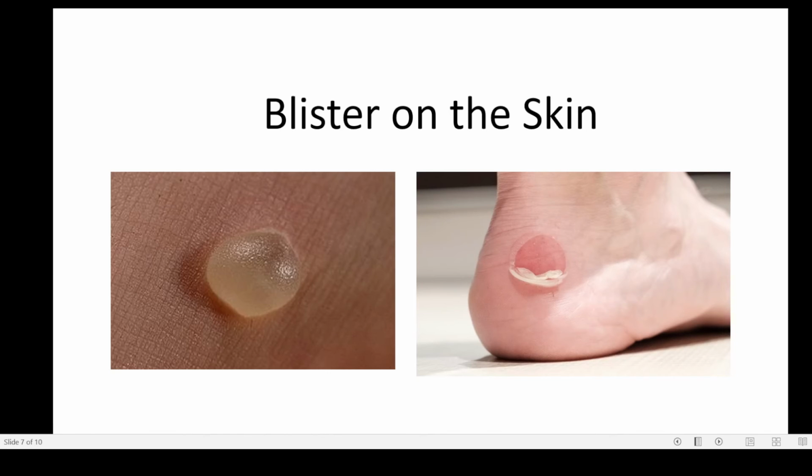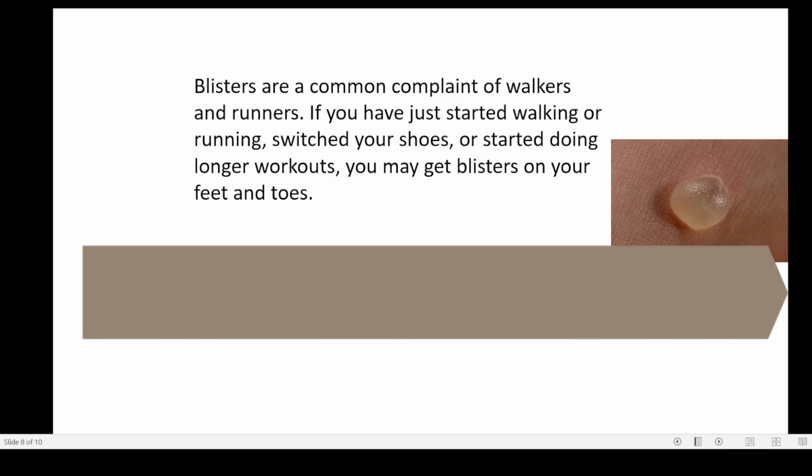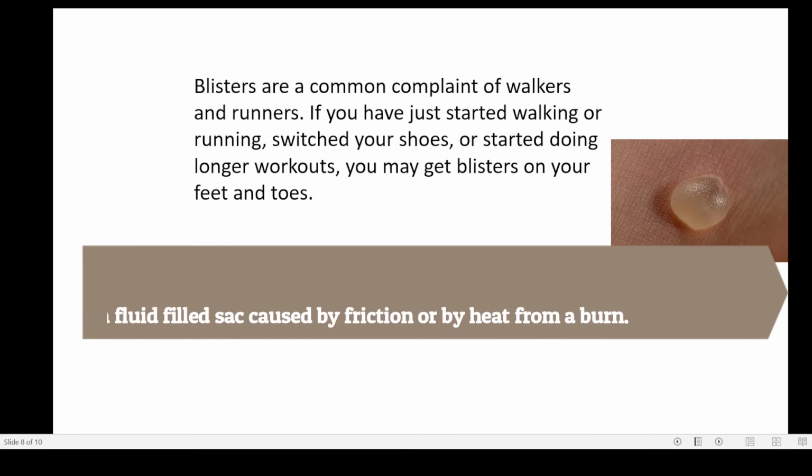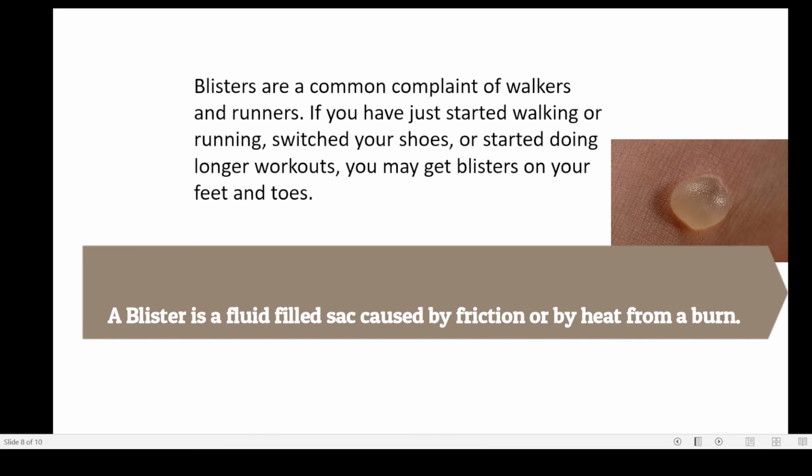Here you can see these are the blisters. Now what are the things you will do whenever there is a blister? Blisters are a common complaint of walkers and runners. If you have started walking or running, switched your shoes or started doing longer workouts, you may get blisters on your feet and toes. And whenever you wear new shoes, you will also experience such a thing. A blister is a fluid filled sac caused by friction or by heat from a burn.